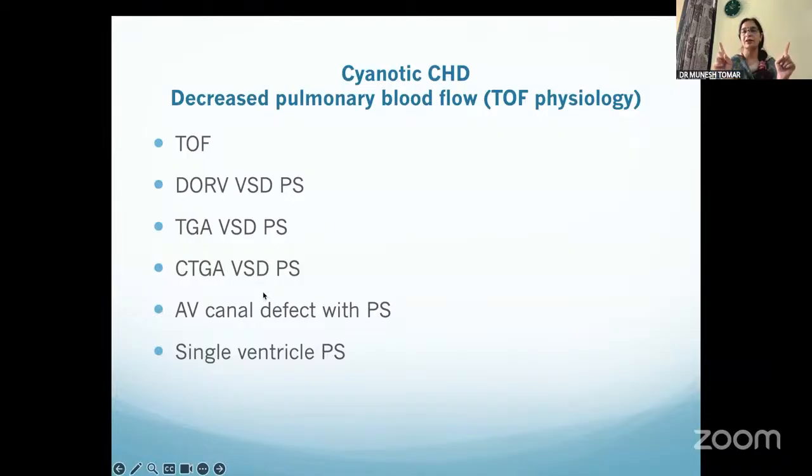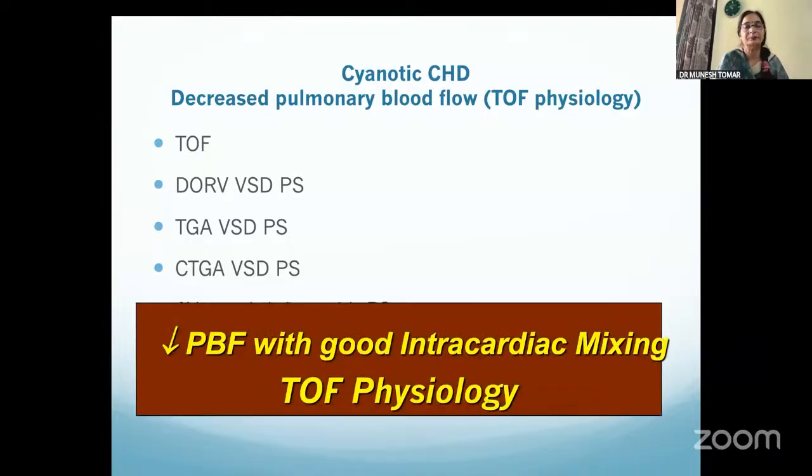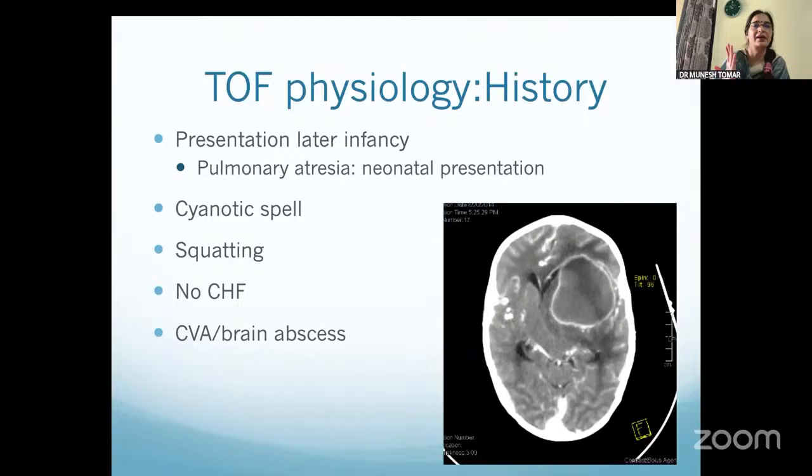Clinically, there is only one group, that is tetralogy of Fallot physiology. With that, we can start our management, medical management, and obviously the surgical, as all cyanotic heart defects are surgical cases. Ultimately, we refer for surgical intervention. But at the pediatric level, it is important for all of us to recognize TOF physiology clinically. So this is decreased pulmonary blood flow with good intracardiac mixing at the level of the ventricular septal defect, defined as tetralogy of Fallot physiology.